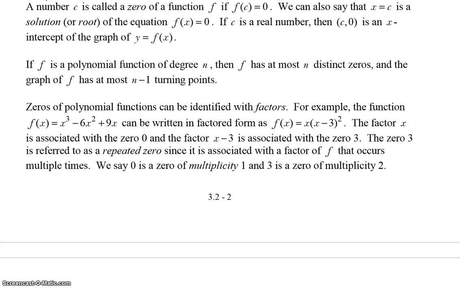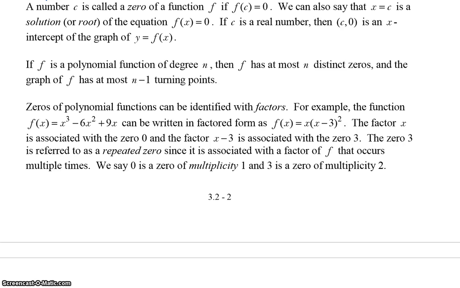If f is a polynomial function of degree n, then f has at most n distinct zeros, and the graph of f has at most n minus 1 turning points. We'll look at this in more detail as we look at some other examples, but one of the important things we note about polynomial functions is that their degree will determine how many zeros they can possibly have.